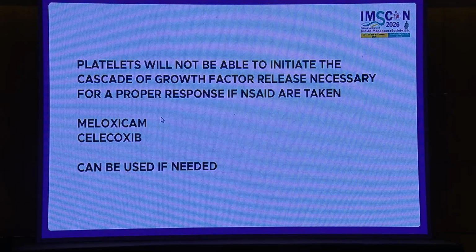If the pain is mild, you should tell your patient that this procedure will be slightly painful because you generate an inflammatory process under the skin. So there will be slight pain and she has to bear it. If it is unbearable, you can prescribe Celecoxib.